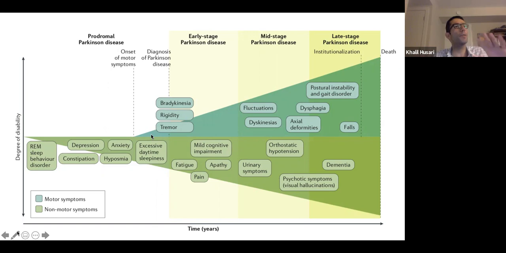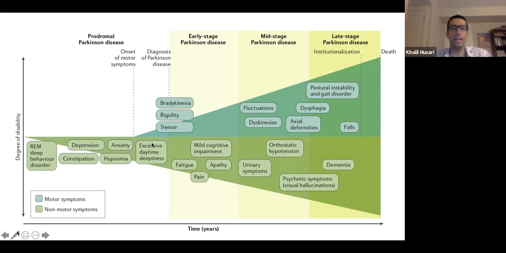At the same time, the non-motor symptoms also start building up. Some mild cognitive impairment, fatigue, pain, apathy. And then in the mid stage, maybe 5 to 10 years into the disease, we will have fluctuations, which we're going to talk about, and dyskinesias as well. And now we'll have orthostatic hypotension, urinary symptoms, psychosis. And then in the later stage, we will have dysphagia, falls, postural instability, and the patients will become more and more demented. And then eventually, of course, death.